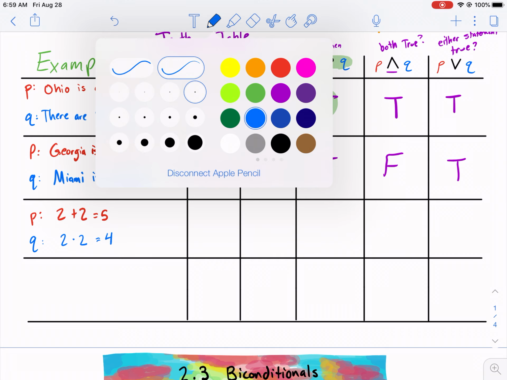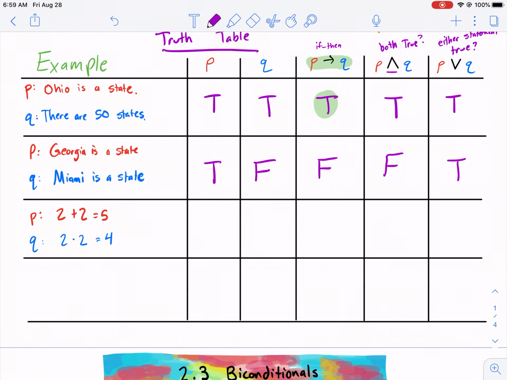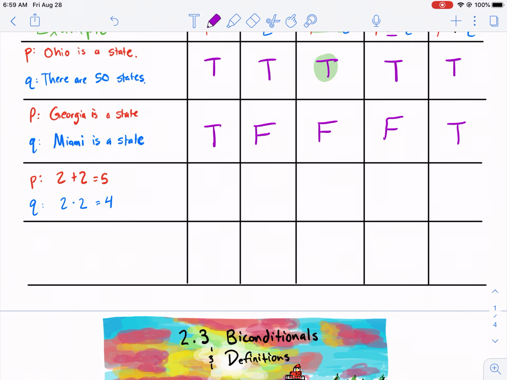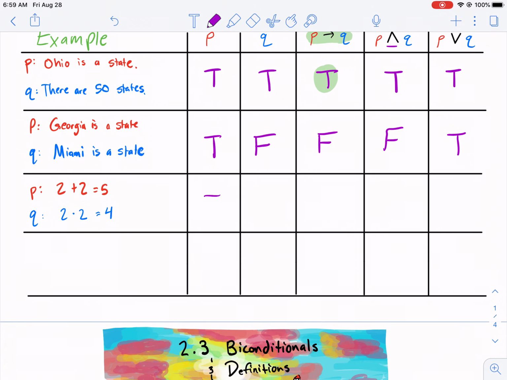Okay. Now, this is where it gets tricky with one of the columns. So the first statement, the hypothesis, is clearly false. 2 plus 2 is not equal to 5. Probably a lot of you say that as a joke, but that's not true, okay? The conclusion, 2 times 2 equals 4, is true.